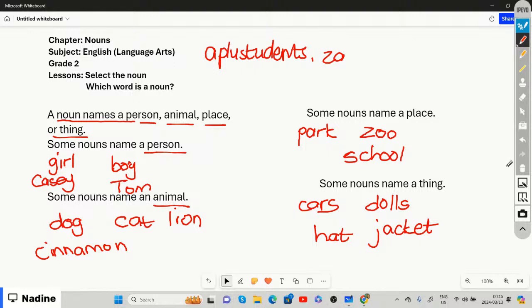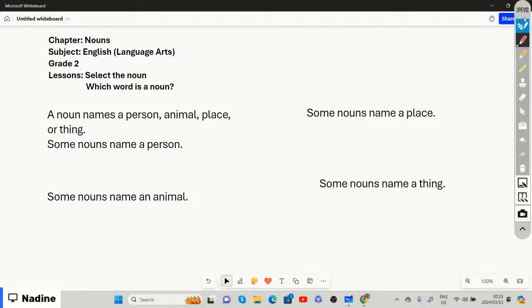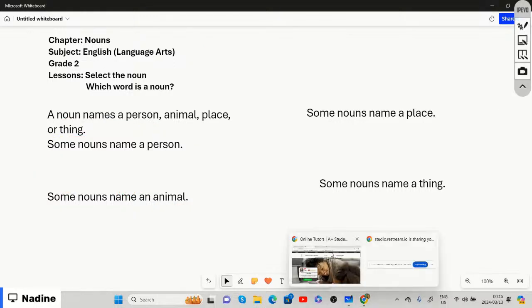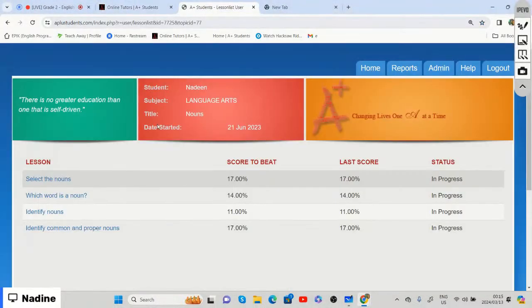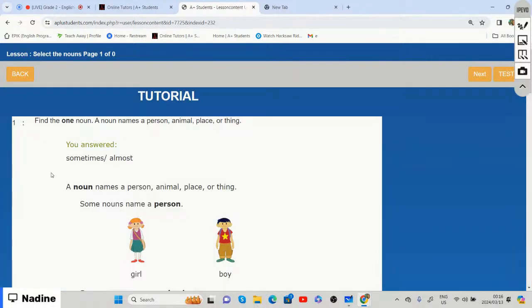All right, so now we're going to aplusstudents.ca. We said our chapter is nouns, so we're going to the first lesson, which is to select the nouns.